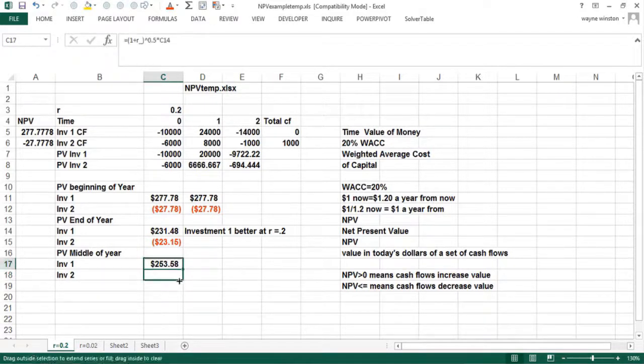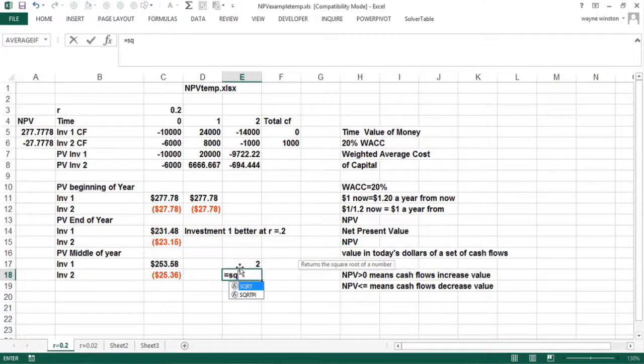By the way, if you want to take a square root, you can either do something like 4 to the caret 0.5, or you could use a square root function. Whatever you like. Either one is going to be fine.